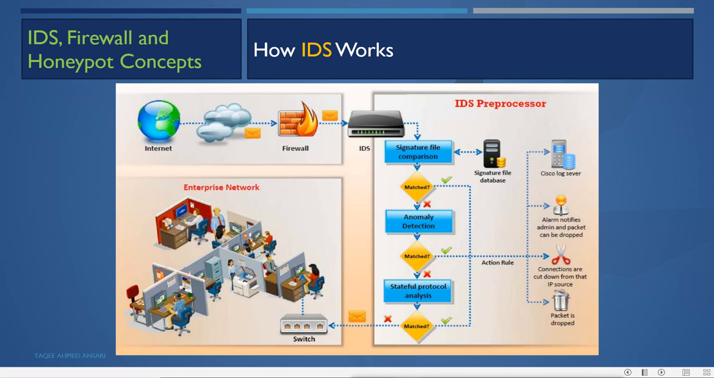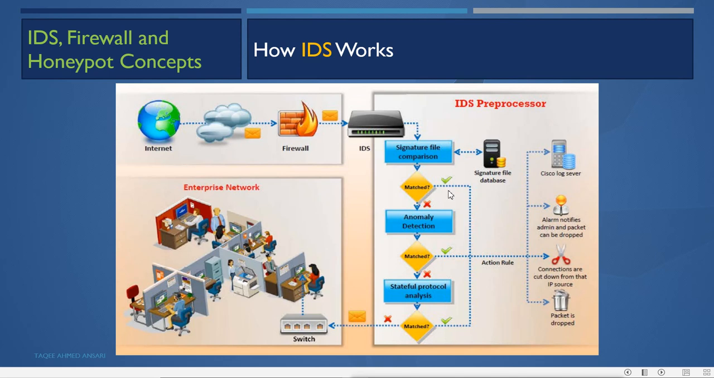So what does it do here? As we see in the design, this is the internet, and all the traffic coming from and going to the internet has to go through the firewall first, and after the firewall it will go to the IDS system. Now what will IDS do? First it will do signature file comparison. It has a database of all the signatures, so it will try to match the signature of all the traffic coming in or going out. Now if a match is found, what will it do?